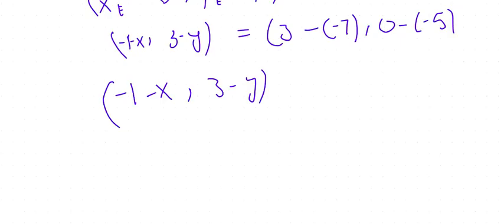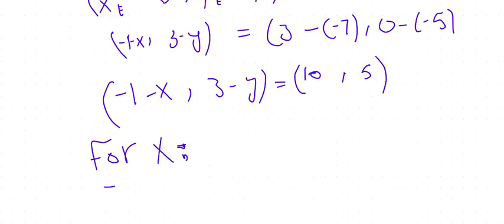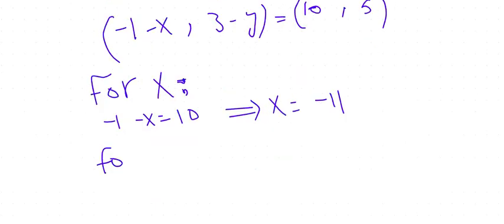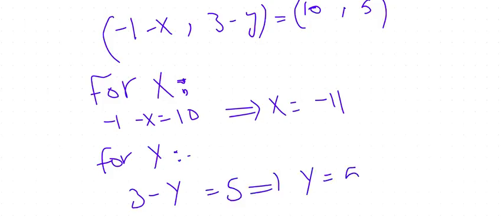All right? So for x, what we have? Minus 1 minus x equals 10. So x equals minus 11. Okay? So for y, we have 3 minus y equals 5. So y equals 5 minus 5 plus 3, and we got the value y equals minus 2.